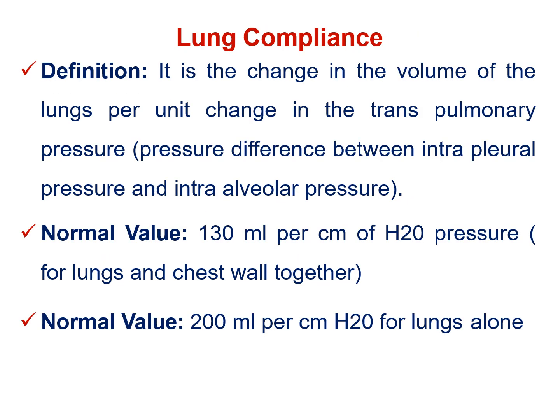The definition of lung compliance is the change in volume of the lungs per unit change in transpulmonary pressure, that is, the pressure difference between intrapleural and intraalveolar pressure. The normal value is 130 ml per centimeter of H2O for lungs and chest wall together, and 200 ml per centimeter of water for lungs alone. So this is for both lungs and chest wall, and this is only for lungs.